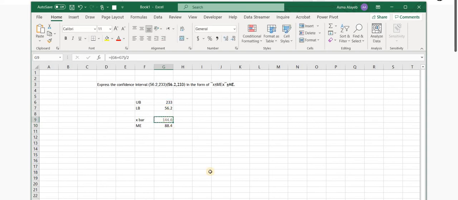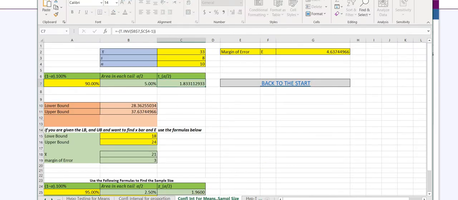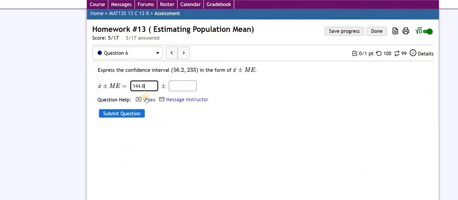So in this case, I have X bar. And then I have, not this one, I have the margin of error. I will copy that and I will paste it over here. This is very similar, except the format of the confidence interval is different. I know that the smaller number is the lower bound, the bigger number is the upper bound, and I can answer it that way.